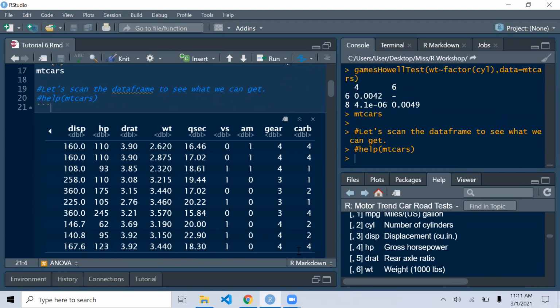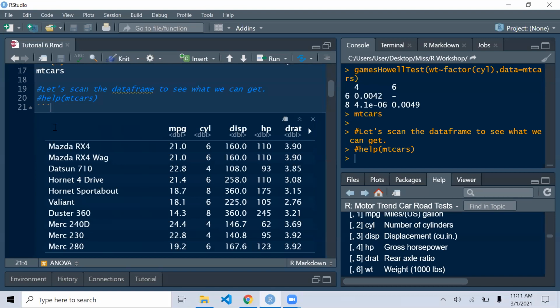The last time we did a comparison, we looked at the weight in conjunction with VS, and I think VS refers to the shape of the engine. So now we're going to look at something where we have three different groups. You can see that we have three different groups in the cylinder class: 4, 6, and 8.